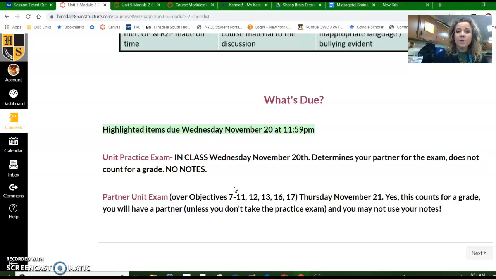Finally, you'll have your partner unit exam. Now, this is over the whole unit. This is over both modules. Module 1, which was over the brain, and then Module 2, which is over the spinal cord and the meninges and the cerebral spinal fluid. So this is over the whole thing. And this is going to take place in class on Thursday, November 21st. Yes, you will have a partner unless you don't take the practice exam. Yes, this counts for a grade, and no, you cannot use your notes on this test.